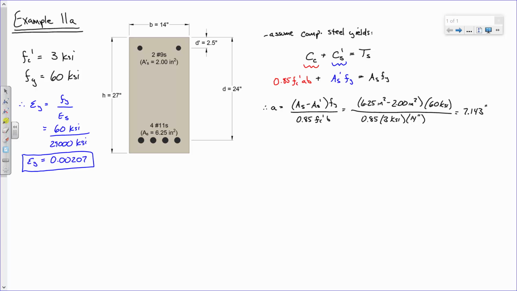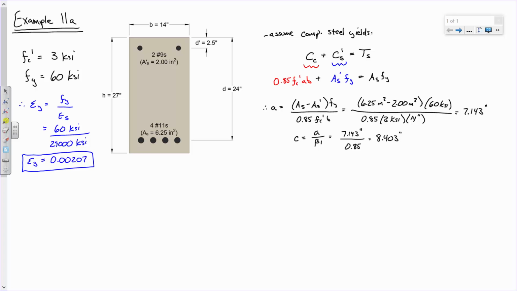All right. Now tell me what c is. A over beta 1, which is 7.143 over 0.85. So tell me what that is. 8.4. It's like 8.40 something. Everybody okay with that? Now, anytime that you ever calculate this distance c, that should tell you that it's time to start calculating some strain values.